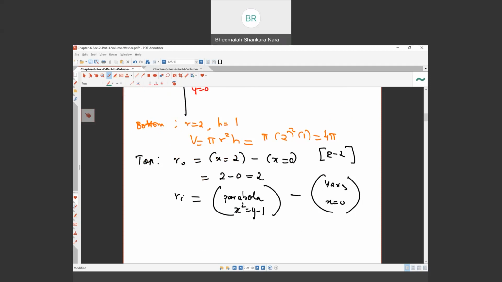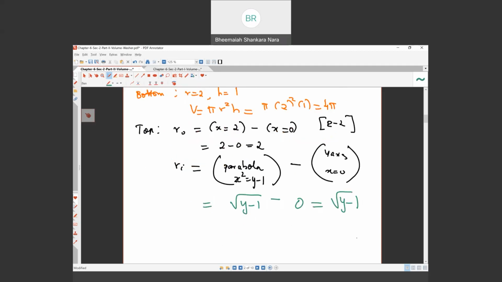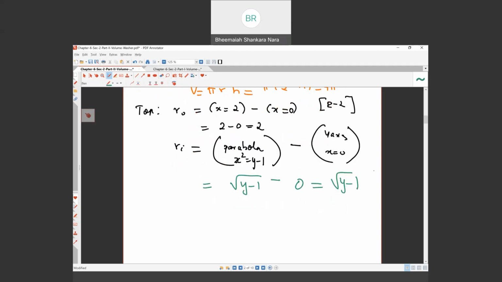So this will be square root y minus 1 if we write in terms of x. So this is x value itself, which is 0. Subtract, you get square root y minus 1. Now you have r sub I, you have r sub 0. So you're all set to plug into this volume integral formula, which we derived for the washer problems. Y goes from 1 all the way up to 5. Pi r sub 0 square minus pi r sub I square. And then the variable of integration is dy.